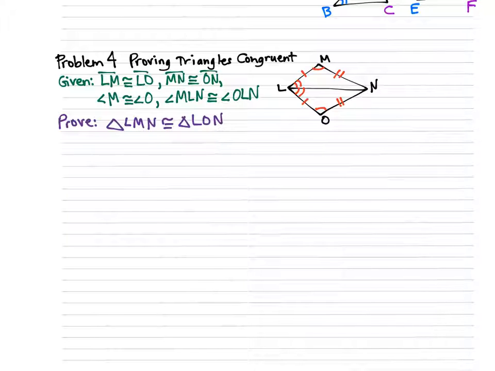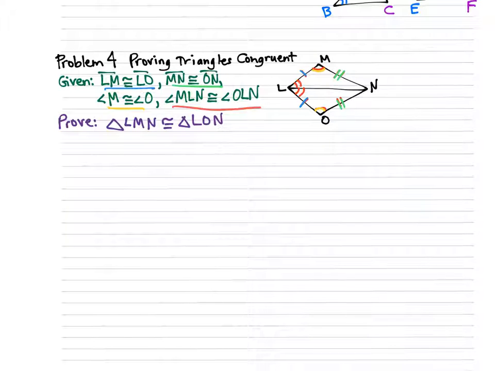Okay, so in this picture, you can see LM is congruent to LO. So these two here. MN is congruent to ON. So these two here. Angles M and O are congruent. So here, and then angle MLN and angle OLN. So these two here are congruent. And we're going to prove that these 2 triangles are congruent.